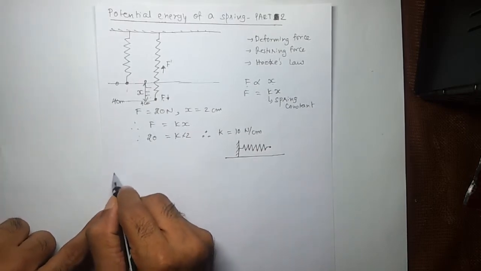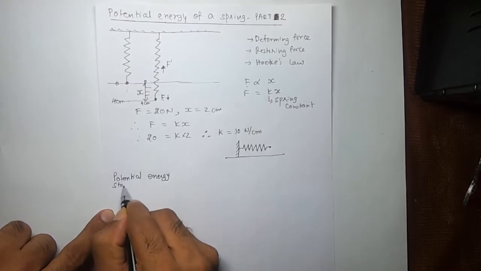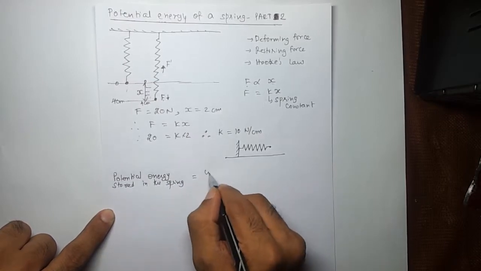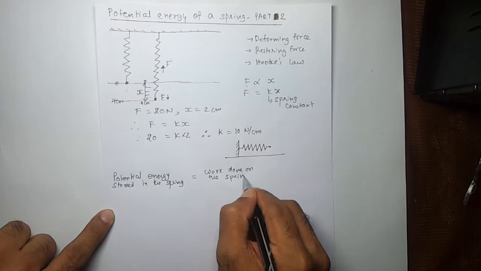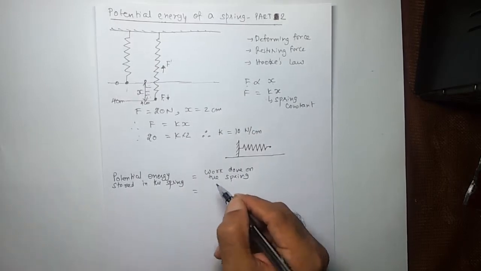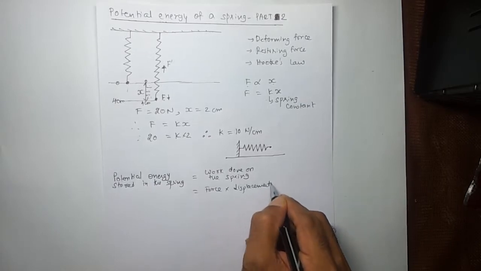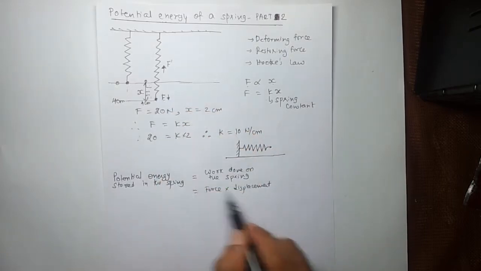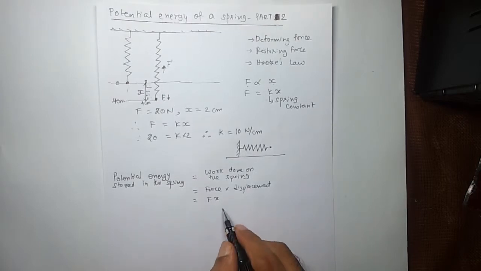So if I write down over here, potential energy stored in the spring is equal to work done on the spring. Right. Now the most common formula, or the general formula, for work done is force into displacement. Here I am tempted to write F for force, because that's the force applied on the spring, and displacement is x. So I am tempted to write F into x. And I may start thinking that F into x is the potential energy stored in the spring.